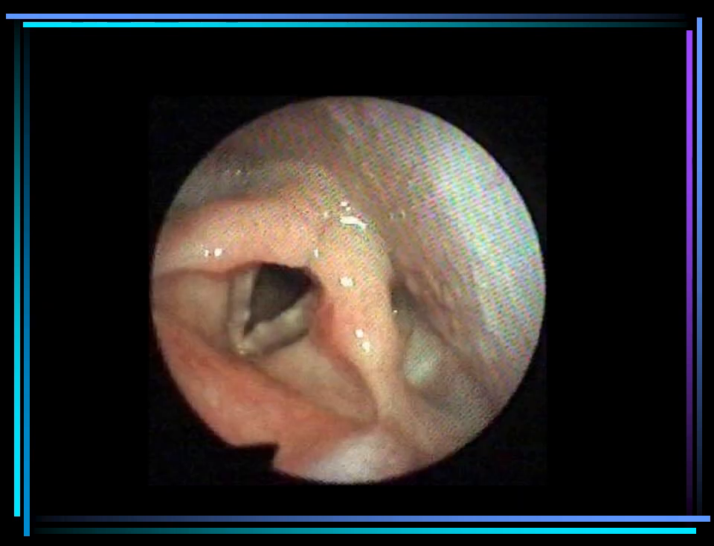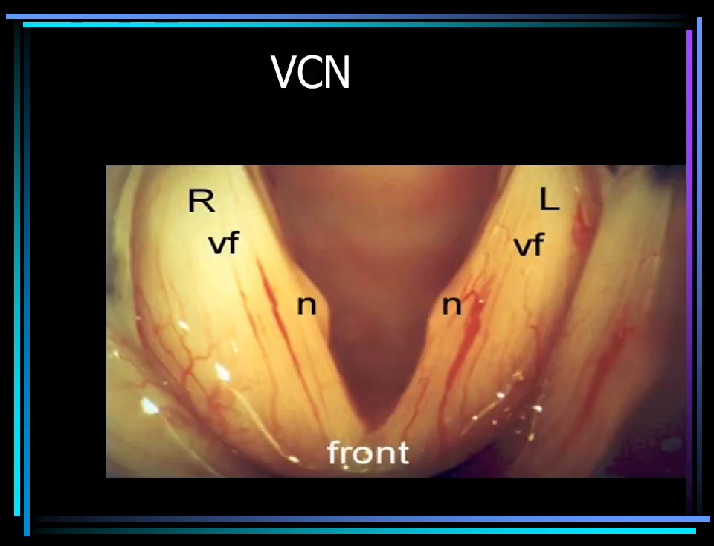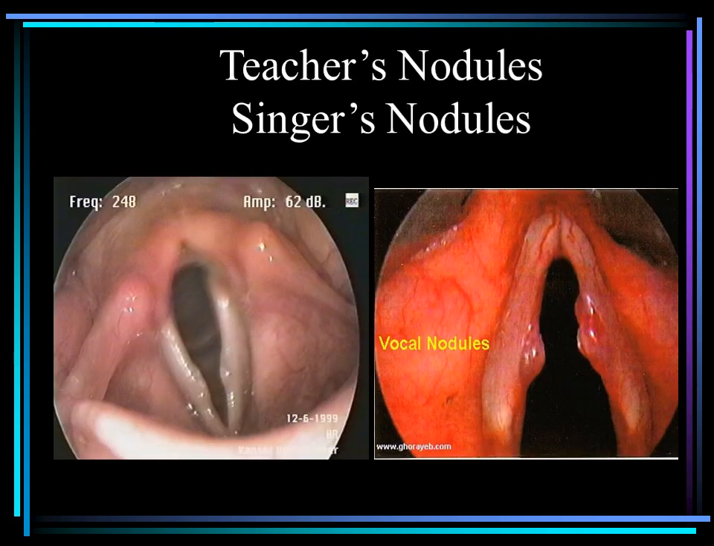If you look at this picture, you can see there's a bulge here. This is the anterior one third, this is the posterior two third. So this is a bulge. This is basically the vocal nodule that has happened. Typically, you can see this nodule. This is a magnified image of the nodule. Same picture, this is a bigger size, you can see.